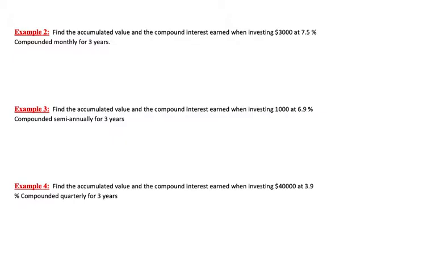So like usual, we'll just start reading the accumulated value. We need to find the accumulated value. So we need to find S, the future value, and find the compound interest earned. So we have to find I. When investing $3,000, that's your principal, that's your starting amount, at 7.5%. So the rate as a decimal is 0.075.